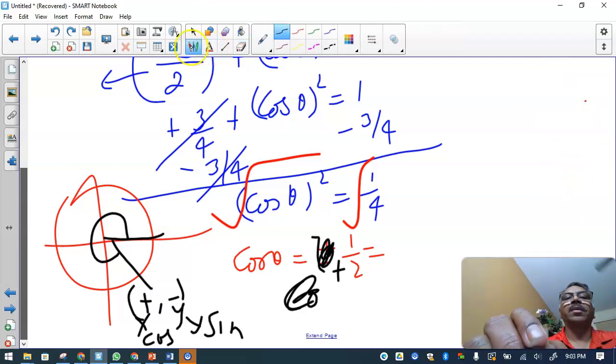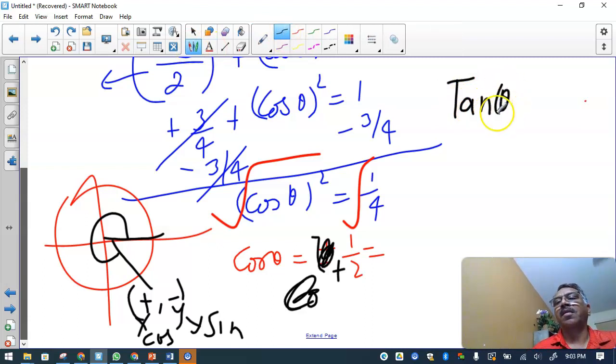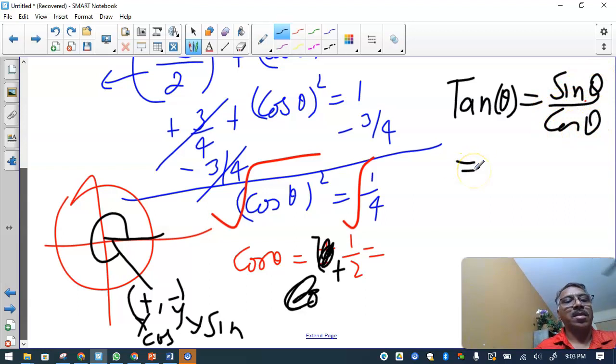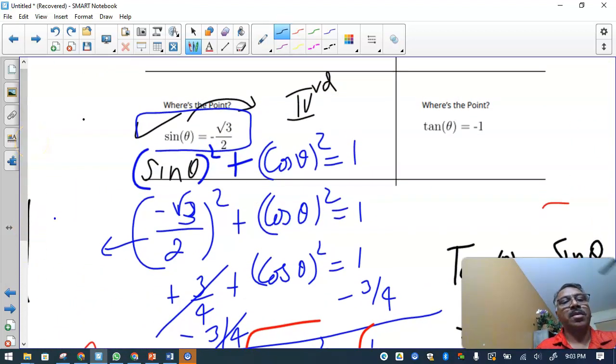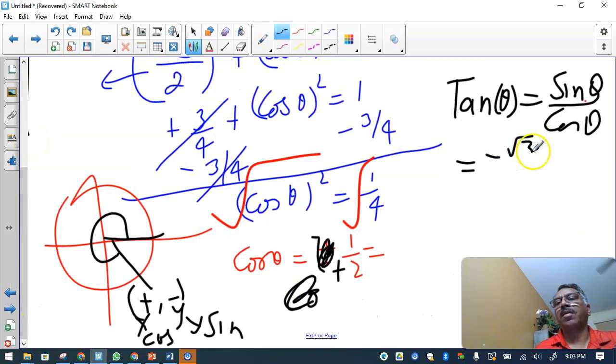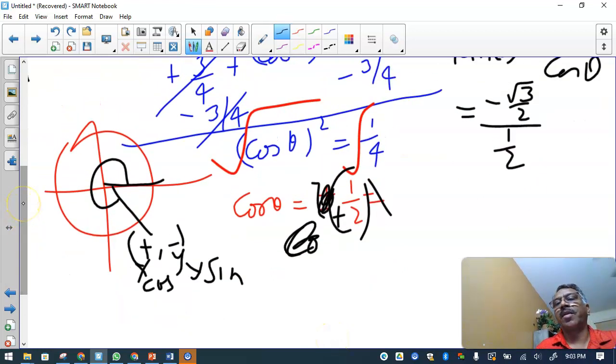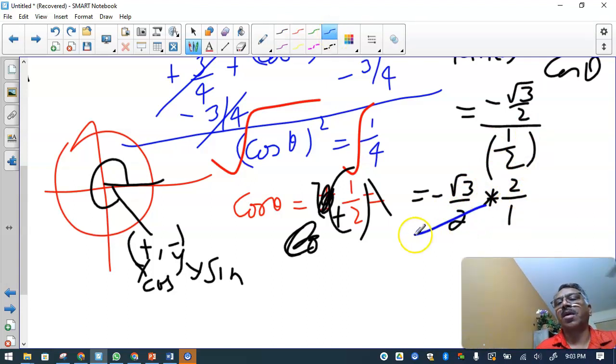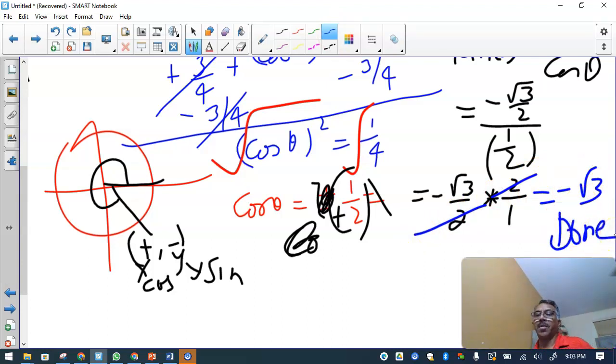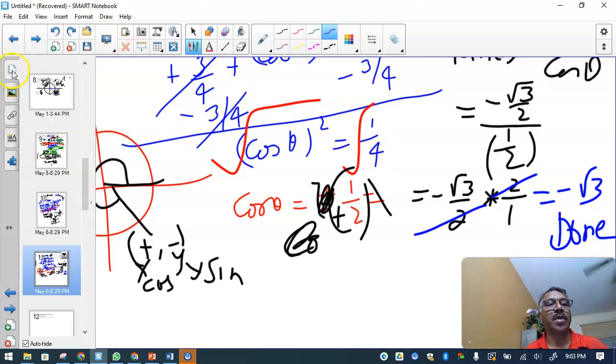What is tan? So tan theta is sine over cosine. So what was the sine? Minus root 3 over 2. And this one you got a half, and you can use keep change flip here. That is minus root 3 divided by 2, and you flip this to 2 over 1, and you can see the 2 crosses out. And what are you left with? Minus root 3, and you're done. And this is how you're supposed to do the rest of them. So I'll leave that to you to complete.